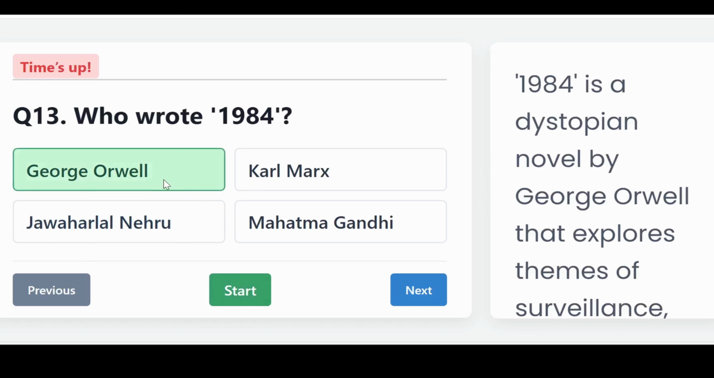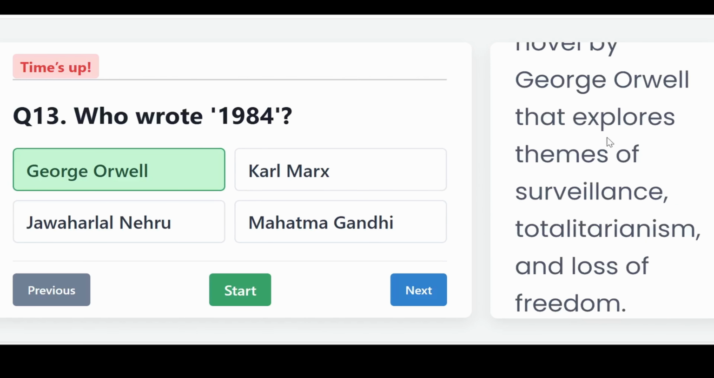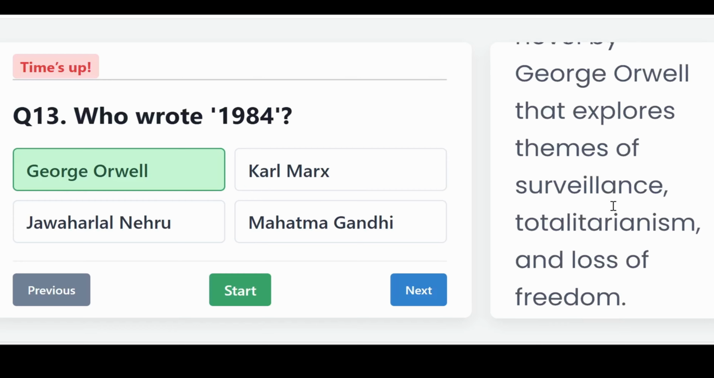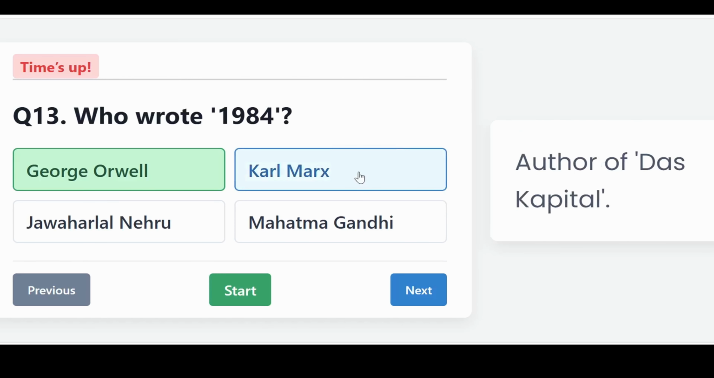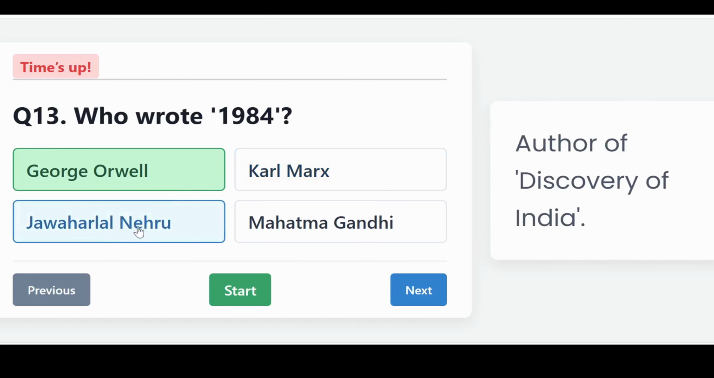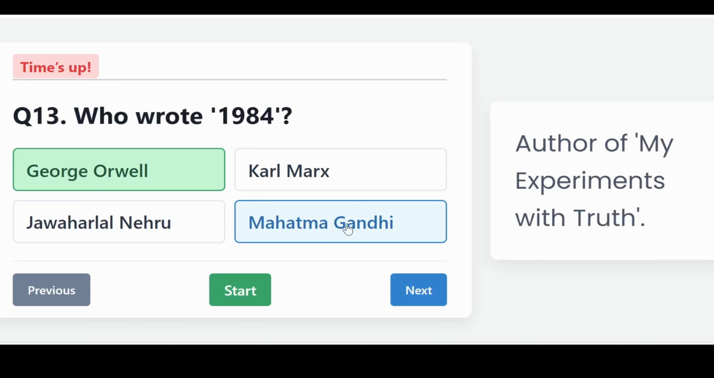The correct answer, George Orwell. 1984 is a dystopian novel by George Orwell that explored themes of surveillance, totalitarianism, and loss of freedom. Karl Marx is the author of Das Kapital. Jawaharlal Nehru is the author of Discovery of India. Mahatma Gandhi, author of My Experiments with Truth.